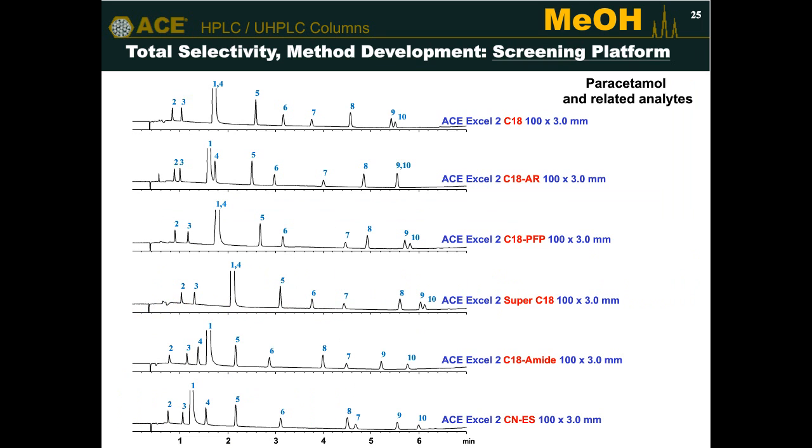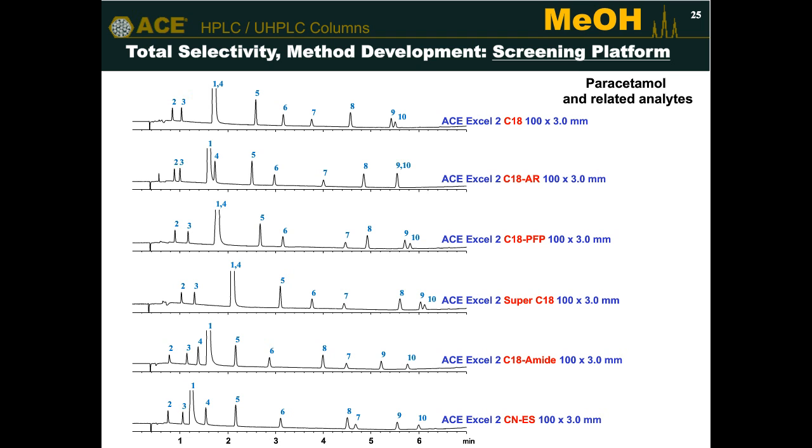So the first thing to note here, here are the 6 different chromatograms, each of the different column chemistries. Starting at the top, we have C18, AR, PFP, the super C18, the C18 amide, and the cyano-ES. Now, as chromatographers, we need to assess the data. We can see, first of all, peak 2 is the 4-aminophenol, and you can see that it is retained. The K value is low, but it is still retained away from the T0. So using the mid-pH, the pH 6 mobile phase was important because it gave us retention of that compound.